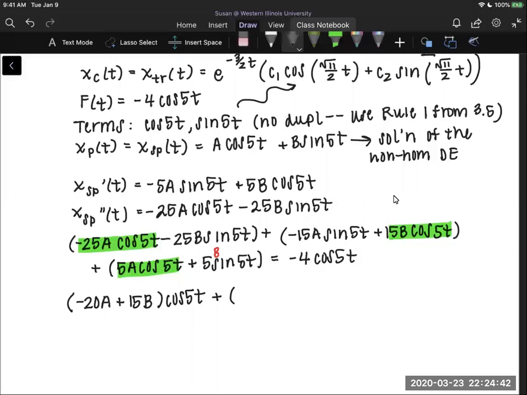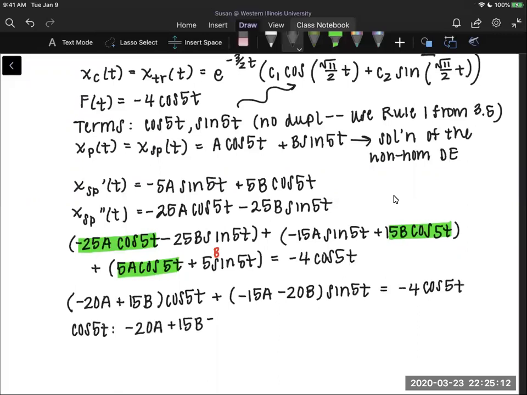All right, so now let me add up all of my sines. I have a -15a and a -20b, and those are all the sine of 5t's. And then of course I just have a -4 cosine 5t, 0 of the sines on the right-hand side. So now let's equate coefficients. The coefficients of the cosine terms are 20a plus 15b equals -4. And the coefficients for the sine term is -15a minus 20b equals 0.